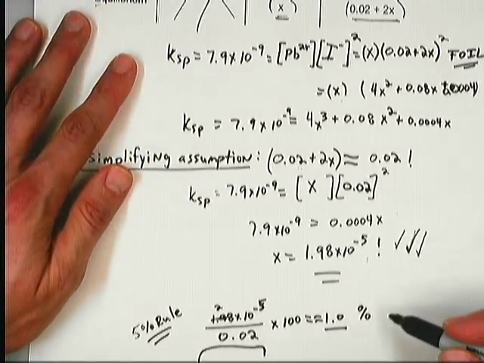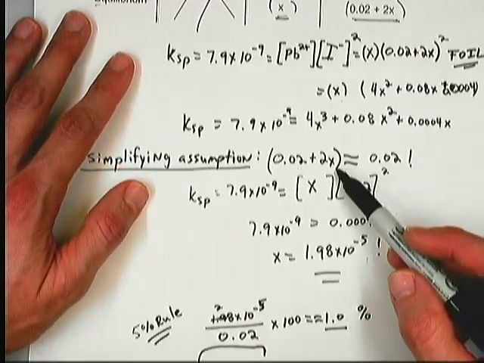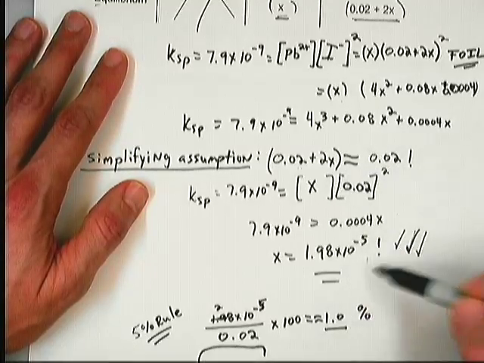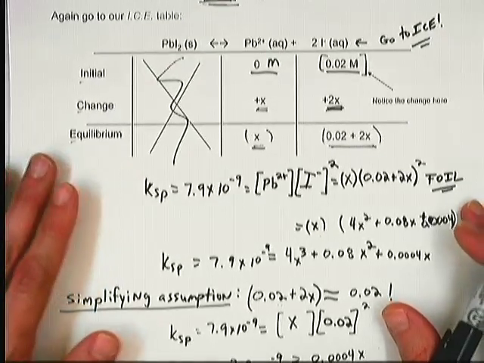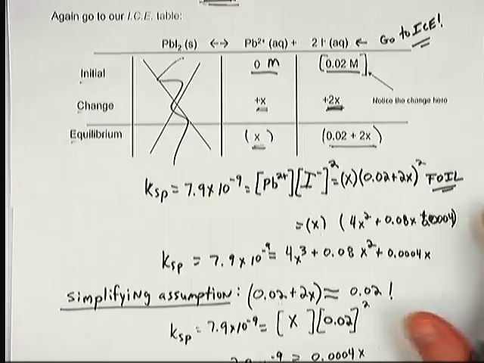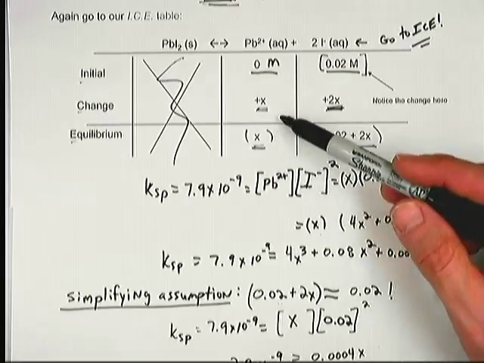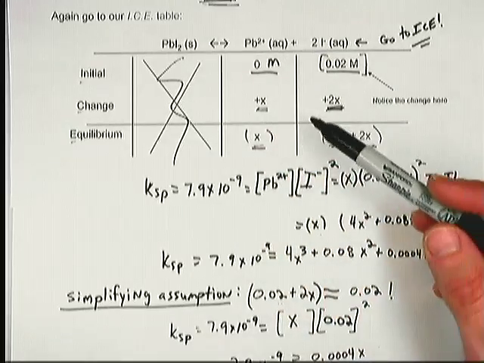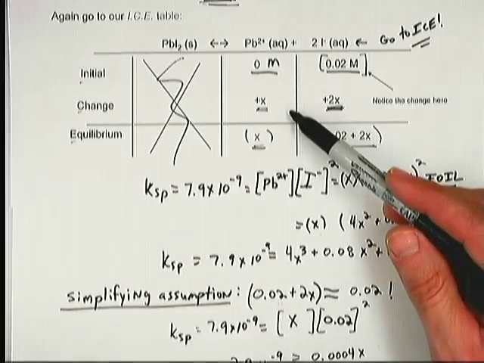Now, you need to practice a little bit with this to determine whether or not making an assumption is a good idea or a bad idea, because you don't want to make an assumption and then realize it fails down the road. There are some hints you can use. What I'd like you to do is think about what x represents. Here it's the change or the additional amount of this material that dissolves. You have to think about whether that's going to be a big number or a small number.